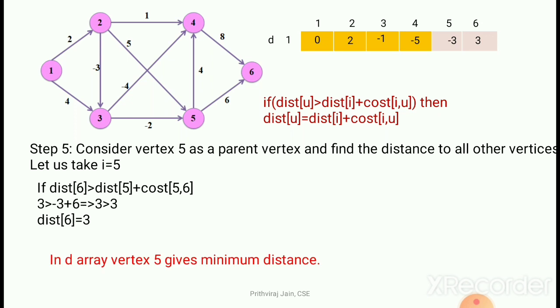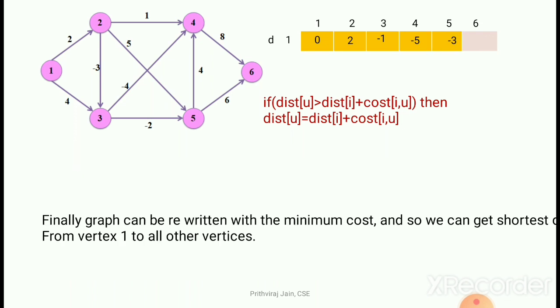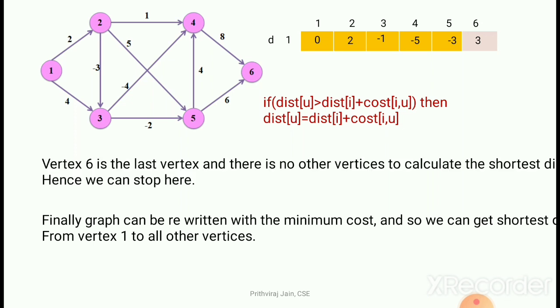So that's all, because we have computed for all the vertices, and finally only one vertex is remaining, and for that vertex it's not necessary to calculate the path or the distance, because that itself gives the final array. The final graph can be rewritten with the minimum cost, so that we can get the shortest path from vertex 1 to all other remaining vertices. Here we can see that vertex 6 is the last vertex, so there are no other vertices remaining, so it is not necessary to calculate the shortest distance.